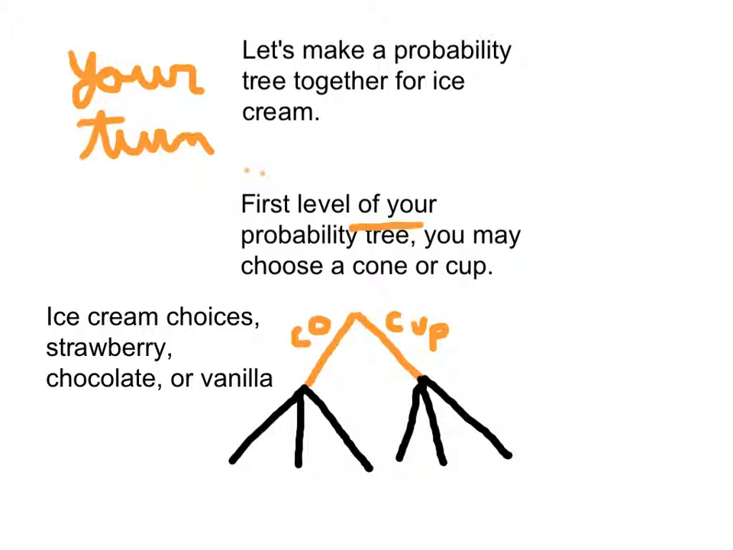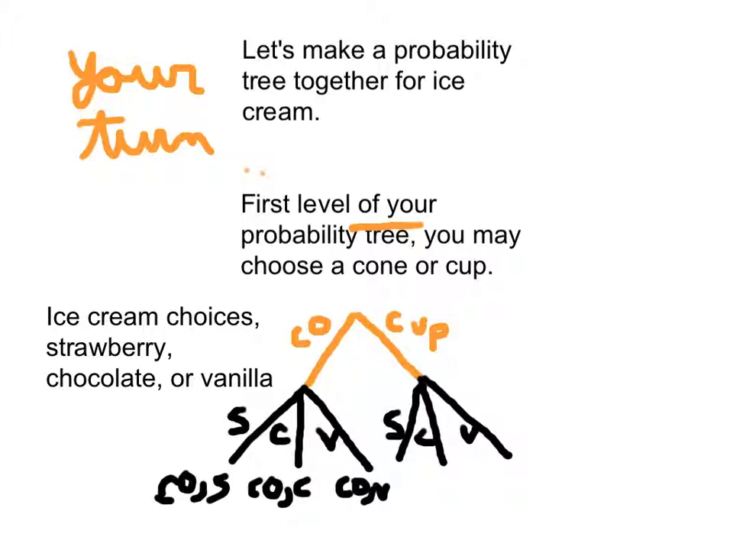If they chose a cone, they could have either chosen strawberry, chocolate, or vanilla. If they chose a cup, again, let's just keep it in order, it'll be easier to see. Strawberry, chocolate, or vanilla. Now there's one more step for our probability tree, where we have to list those possible outcomes. Down this branch, this is a cone, strawberry ice cream. So we'll write C-O-S. Cone, chocolate ice cream. A cone with vanilla ice cream.